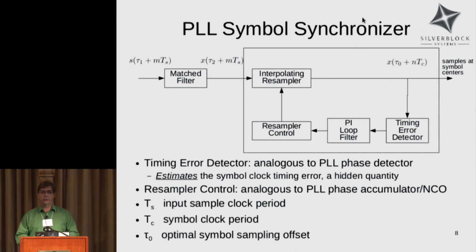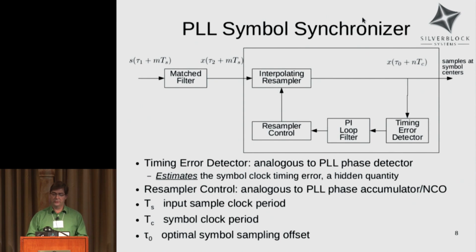The nature of the interpolating resampler is you have multiple samples per symbol coming in, and you want, let's say, 1 sample per symbol on the way out. So the job of the interpolating resampler is to give you that sample right at the center of the symbol. And to guide that resampler, we have a feedback loop. The timing error detector is trying to estimate how far off we are from the symbol center. We have a proportional integral loop filter to smooth out that error signal, and then resampler control to readjust the resampler as we start to converge and track.